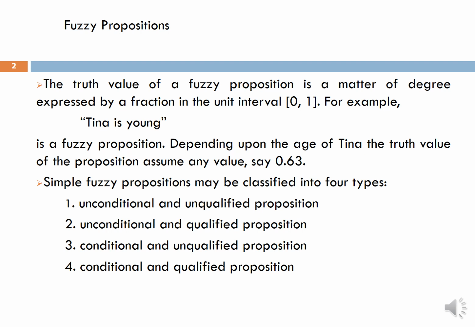So how are we going to assume the value? Simple fuzzy propositions can be classified into four types, and then you will come to know how we assume the value between 0 and 1. First is the unconditional and unqualified proposition. Second is the unconditional and qualified proposition. Third is the conditional and unqualified proposition. Fourth is the conditional and qualified proposition.